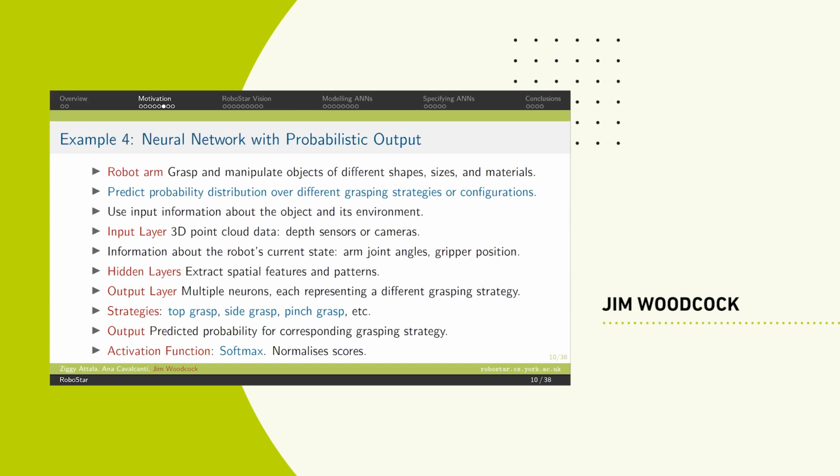And so what you end up with is a vector of values, and the softmax activation function will turn that vector into a probability distribution by normalizing those scores. So dividing each by the total sum. That's the softmax.